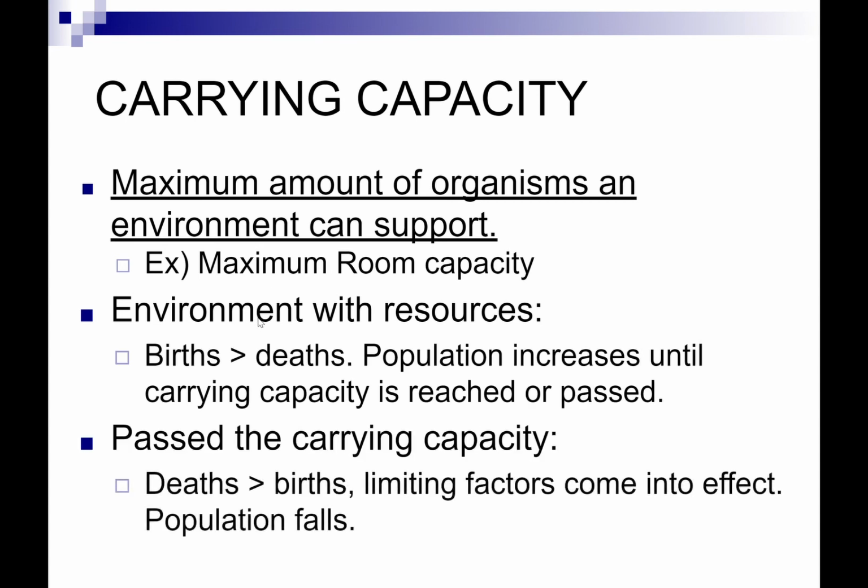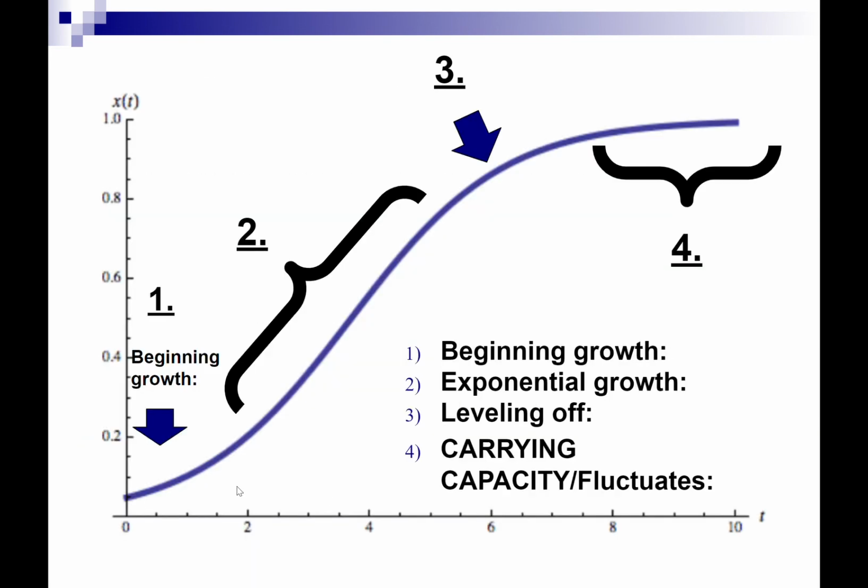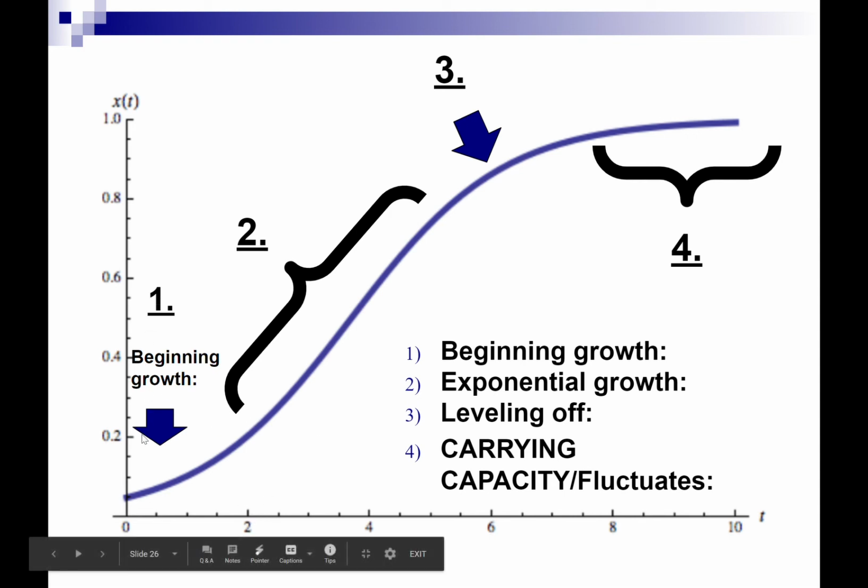When you're below the carrying capacity, there are more births than deaths. But when you're above the carrying capacity, more people are dying because you don't have enough food or water. Now, finally, this is what you need to write down. I'm just going to copy this. Number 1, draw an arrow right here. That is the beginning growth. That means it's slowly growing, slow growth.